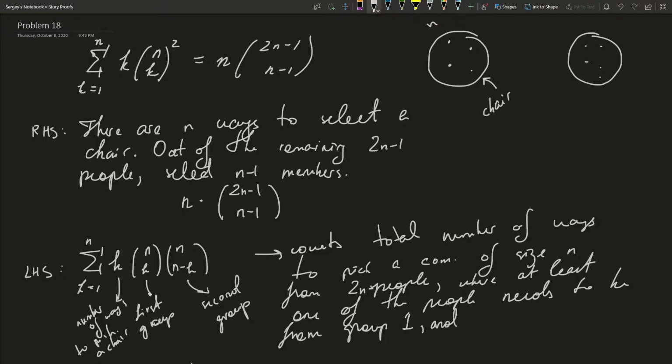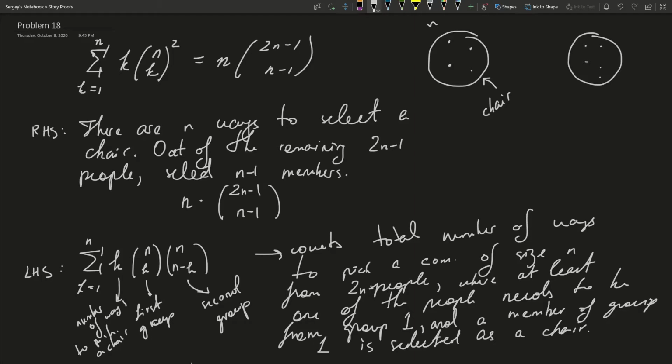and a member of group 1 is selected as the chair. Right? So one more time. On the right-hand side, out of the total number of people, we look at the first group. Out of this group, there are n choices to pick a chair. We pick our chair, and now out of the remaining 2n minus 1 people, we pick n minus 1 of them to complete our committee.